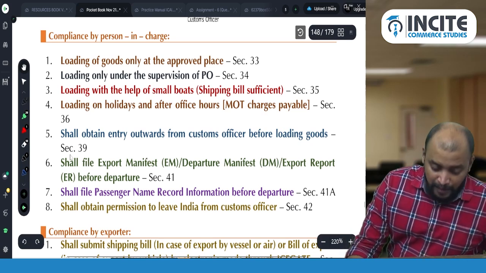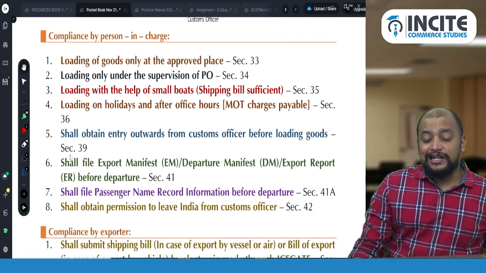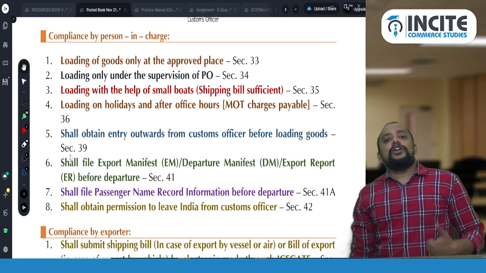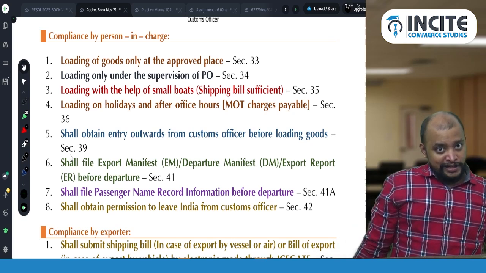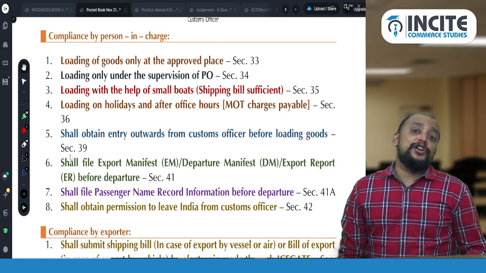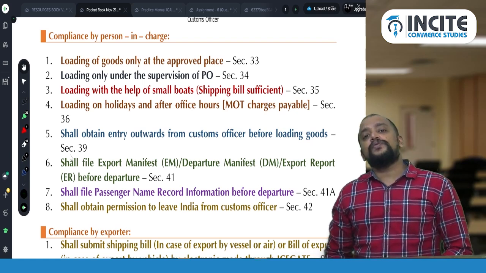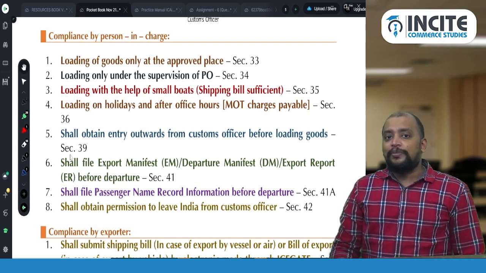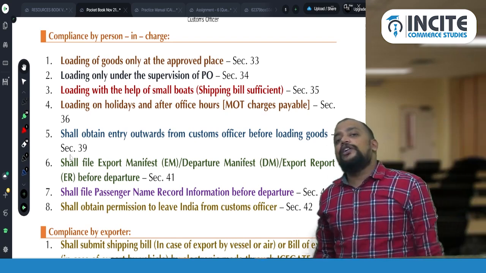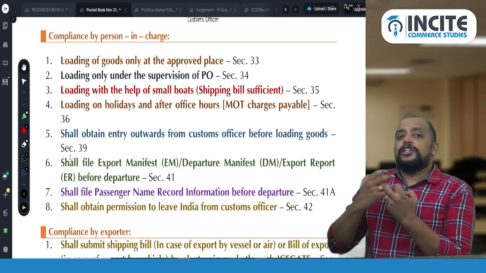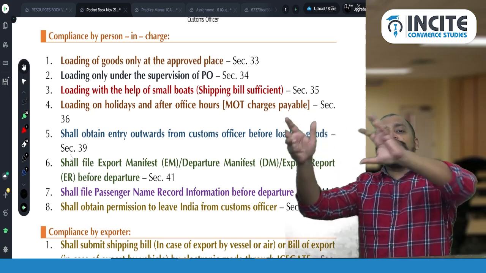And the person in charge shall obtain grant of entry outwards before loading, because if the goods are loaded, and thereafter the grant of entry outwards is not obtained, then again the goods should be unloaded. That's the reason why first they will obtain grant of entry outwards and then they will load the goods.